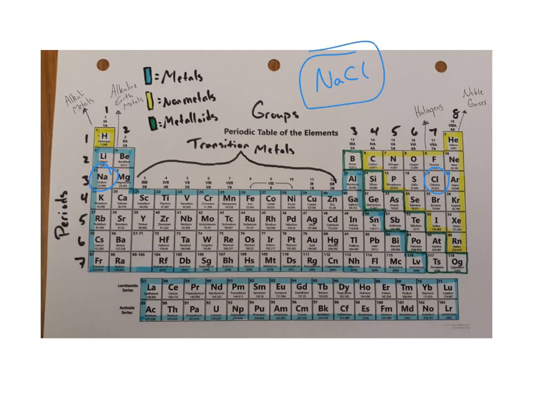I could also have aluminum chloride. My aluminum is a metal, my chlorine again is a nonmetal. This would be an ionic compound. I could even have something coming from my transition metals, like copper chloride. This would be my copper, my chloride, an ionic compound. So that's where your ionic compounds can be recognized through your periodic table: when you have a metal paired up with a nonmetal, you know that's an ionic compound. The electrons are again being transferred from one atom to the other.